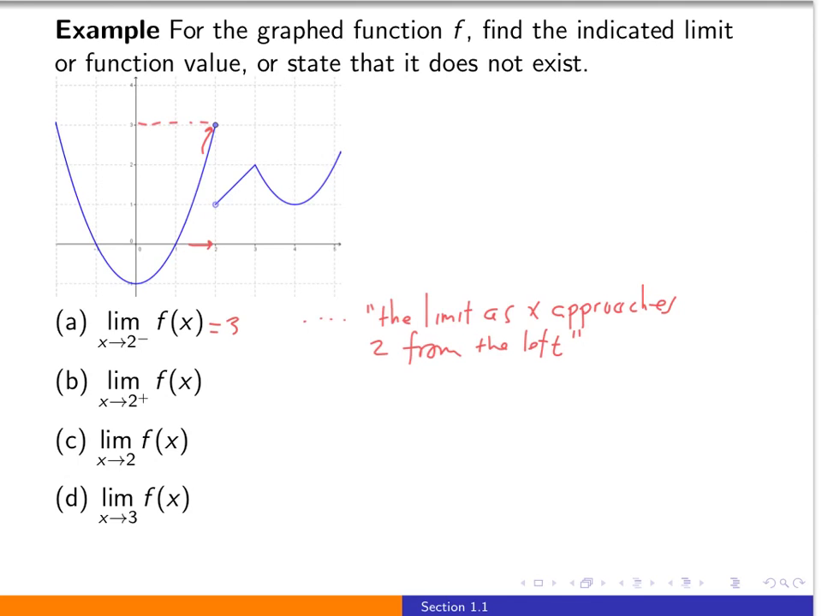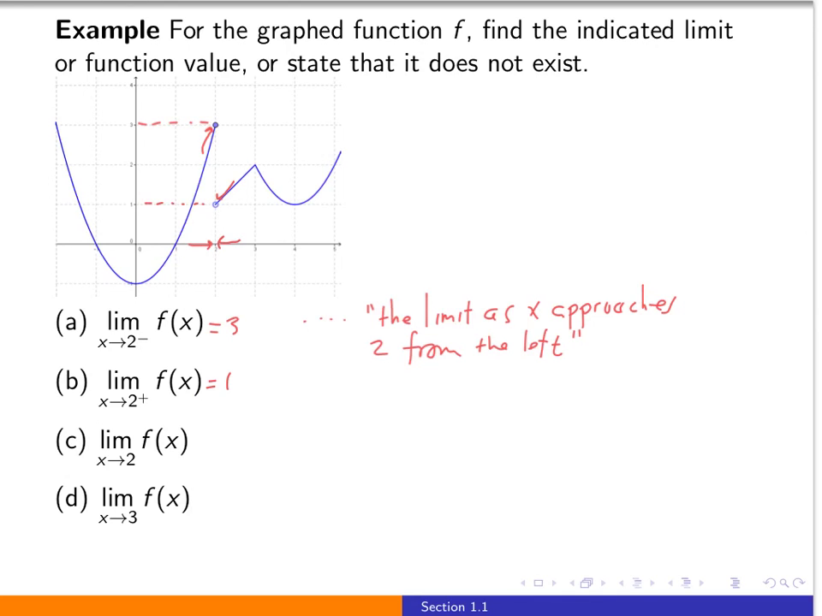In part B, we're asked to determine the limit as x approaches 2. The plus indicates from the right. So the limit as x approaches 2 from the right of the function f of x. Well, if I think about plugging in values just to the right of 2 but not equal to 2, and I trace up to the graph, we see that those outputs are becoming arbitrarily close to the number 1. So as you approach 2 from the right, the limit of our function is going to be 1.